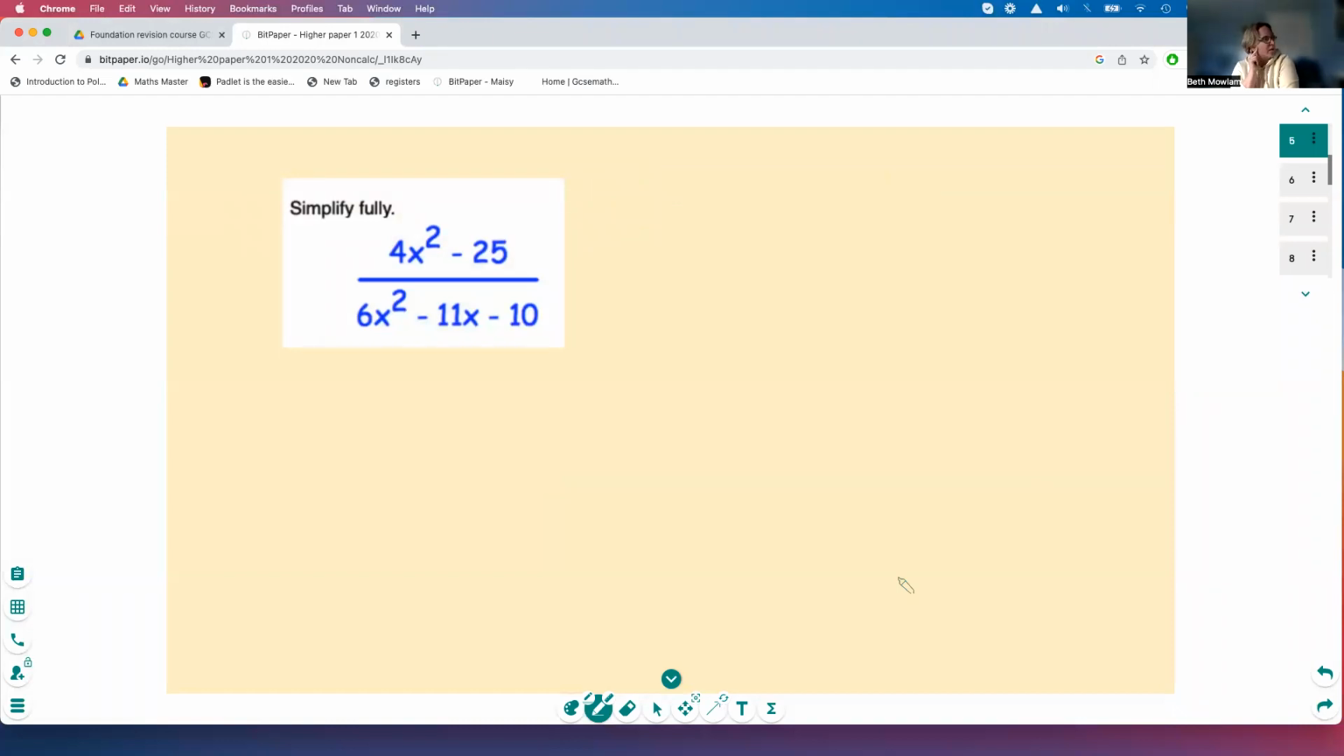So this is kind of like your harder factorising quadratics. So in order to simplify, remember, we must factorise. We must factorise. So again, we've got quadratics. We've got no common factor in the top row. So that means it's going to be 2 brackets. We have no common factor in the bottom, so that's going to be 2 brackets.